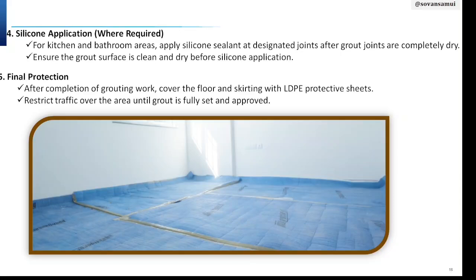Silicon application and where it is required. For kitchen and bathroom areas, apply silicon sealant at designated joints after the grouting joints are completely dry. Ensure the grout surface is clean and dry before silicon application. And for final protection, after completing the grouting work, also cover the floor and skirting with an LDPE protective sheet and restrict foot traffic over the entire area until the grout is fully set.